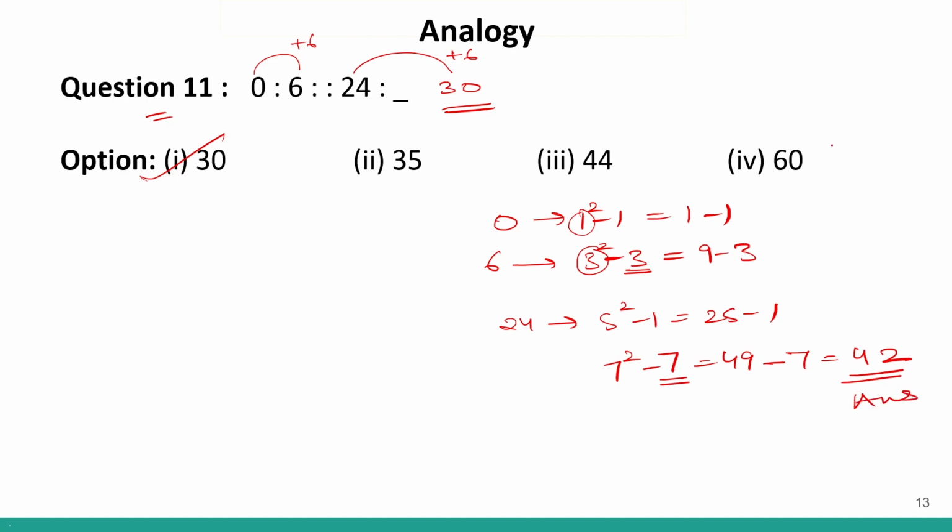But in the options, can I see 42? No. So that means this logic is not being used. This logic is not being used. So the answer will be option number 1, 30.